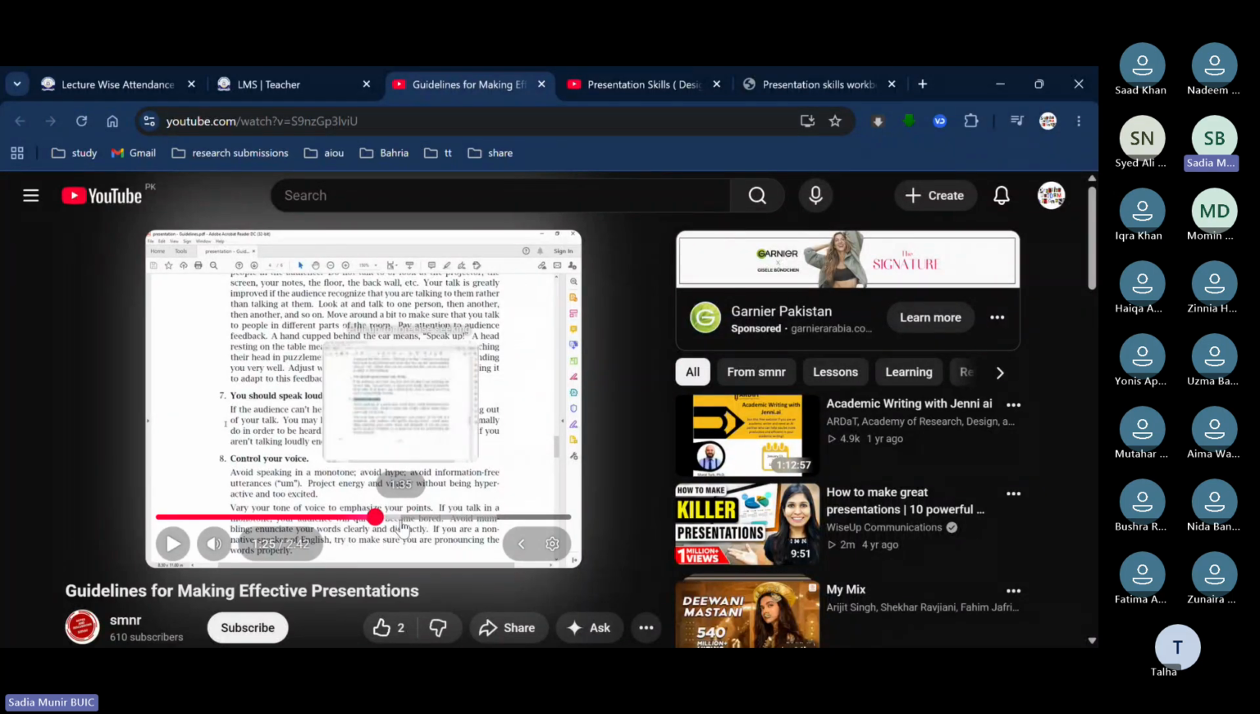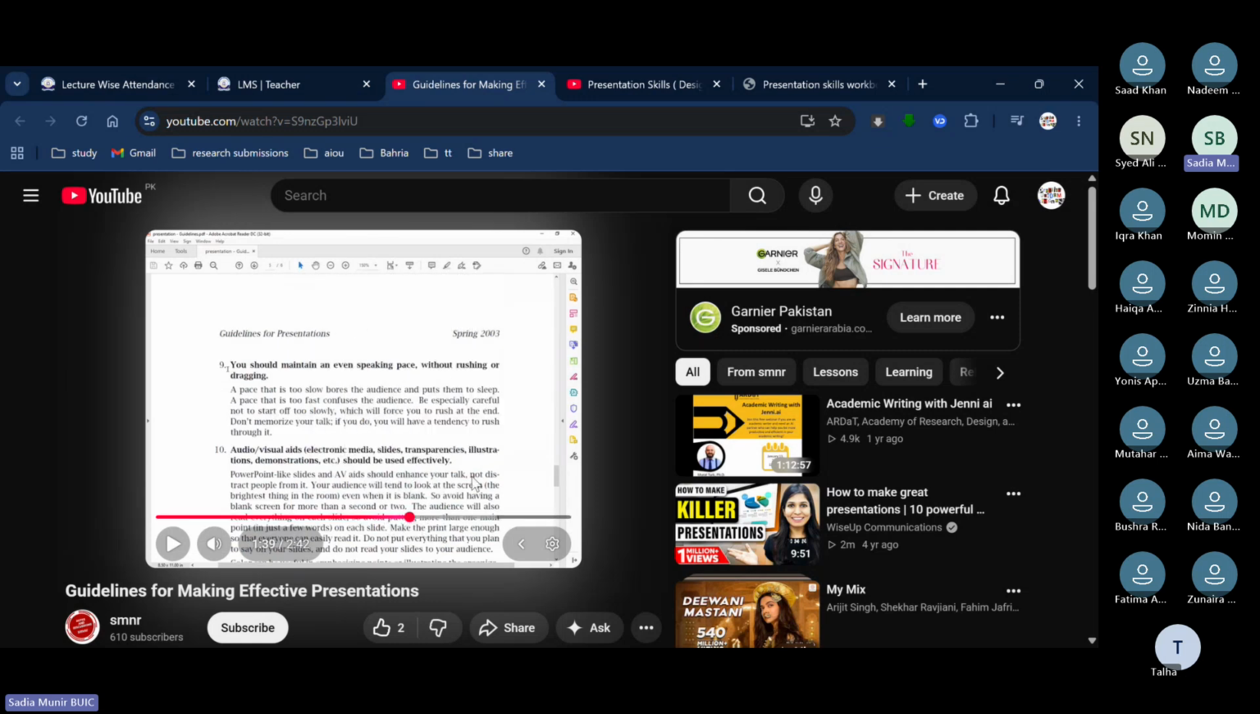Control your voice. It should not be too enthusiastic. It should not be too dull. It should be in between the two. You should maintain an even speaking pace without rushing or dragging. Some of us can speak too fast.